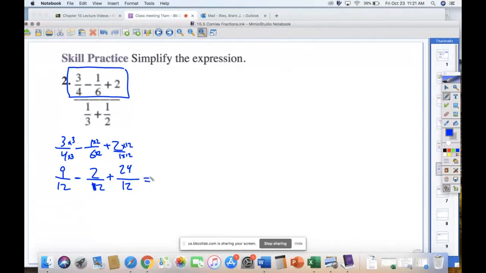So now when I go ahead and do my addition and subtraction, 9 minus 2 is 7, plus 24 is 31, and keep the denominator. So I've got 31 twelfths so far. I'm going to divide that by something. I don't know what yet. I haven't even looked at the denominator yet. I was focused on the numerator because I'm doing this in pieces. Now I can focus on the denominator.